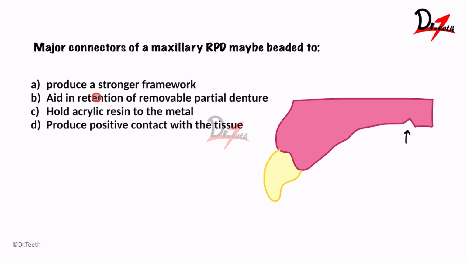So why do we do that? Is it done to produce a stronger framework? No. Does it aid in retention of RPD? No. Hold acrylic resin to the metal? Obviously not. Produce positive contact with the tissue? Yes, it produces a positive contact with the tissue since we are getting our metal a little lifted here because of the beading by creating a space. So it produces a positive contact with the tissue. And since we have a good contact here with the tissues, there will be no food entry in between the prosthesis and the mucosa. So that is a plus point. So that's the correct answer.